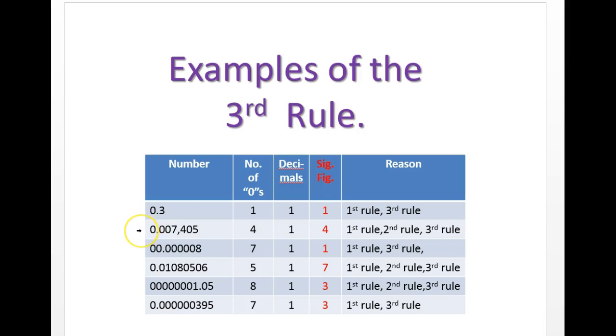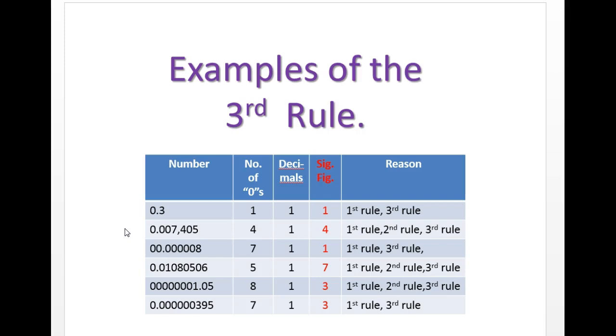In the second example, we have 3 zeros. Now, this is very tricky. You have 3 zeros before the 7. You sort of ignore the decimal. Those 3 zeros cannot be counted. But you have a zero between the 4 and the 5, and you have to count that one because of rule number 2. Rule number 2 says that you must count it.